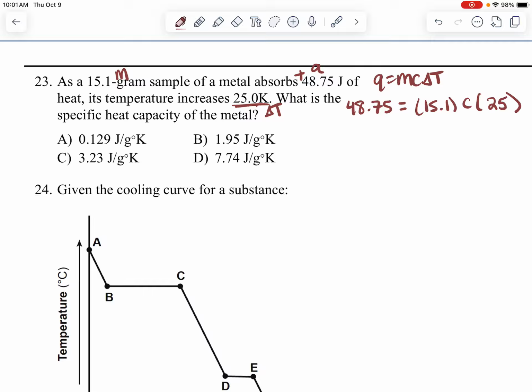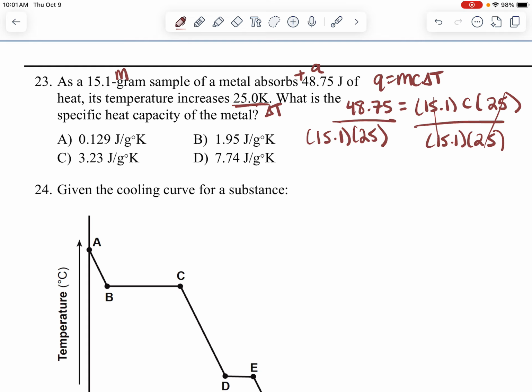Okay. So we need to get C by itself. Right now, C is being multiplied by these two numbers, so we need to divide them. Right, so I'm going to do 15.1 times 25. So this way it clears it out on the right side. What we do to one side, we have to do to the other. So 15.1 times 25.